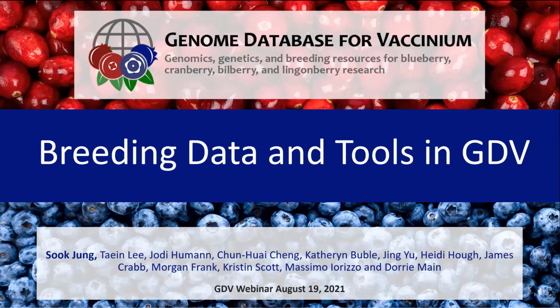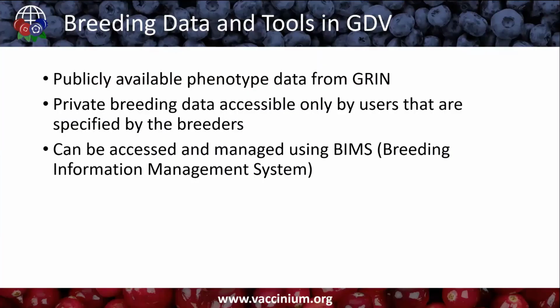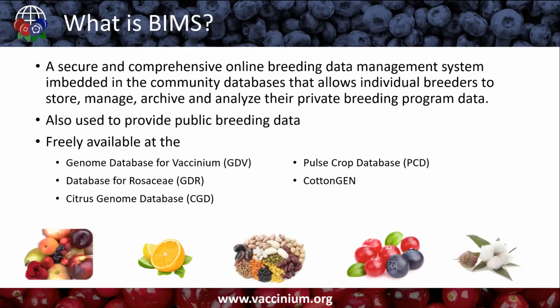Okay, so I'm Suk. I'm going to talk to you about breeding data and tools in GDV. So for breeding data, we have publicly available phenotype data from GREEN, and we also have some private breeding data accessible only by users, the breeders that are specified by the breeders. And both of these can be accessed and managed using a tool called BIMS, Breeding Information Management System. So I'll be mostly talking about BIMS.